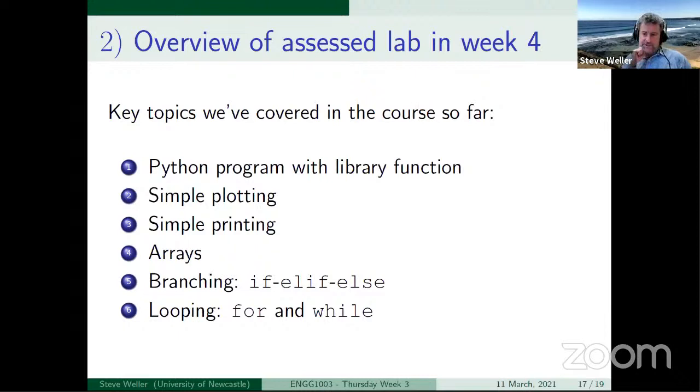The six dot points that you see on the screen in front of you now are the highlights of the technical content that we've seen in the course so far. So it took us a couple of lectures to get up to speed. There was some introductory material, there was some organizational material, but we really got started at the start of week two. We wrote our first Python program that used an external library function, a trigonometric function, remember the ATAN, the arctangent function. We then introduced simple plotting of some curves.